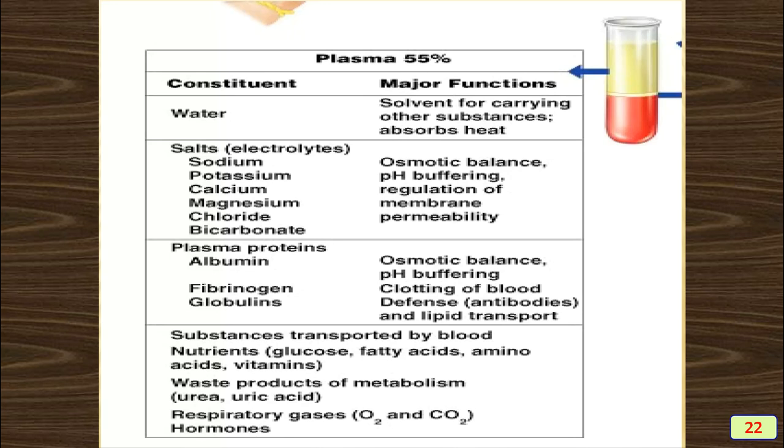So the waste products are urea, uric acid, unwanted cell debris and many more. Apart from this, respiratory gases: oxygen is required and carbon dioxide is to be thrown outside the body. Many hormones are also transported and will act whenever required. They are going to occupy receptors and elicit a function.